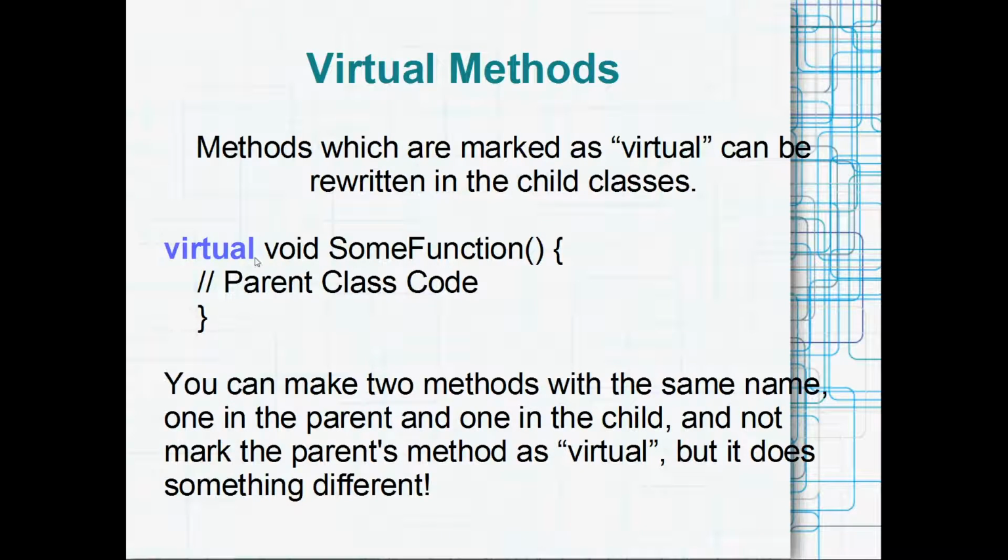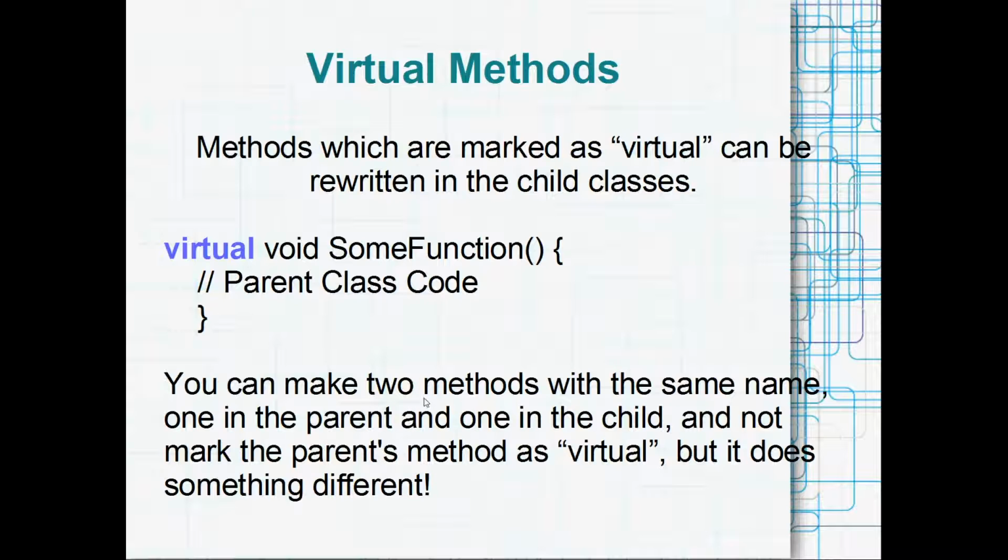Okay, so virtual methods. How do we actually polymorph this? I don't know how to really polymorph, but I'll tell you how to do it in C++. Methods which are marked as virtual can be rewritten in the child classes. So in the parent class, if you mark a method as virtual, it means that any child classes that derive from that parent are free, if they want, to specify their own code for those functions. They don't have to use their parent's code. They can rewrite their own code.